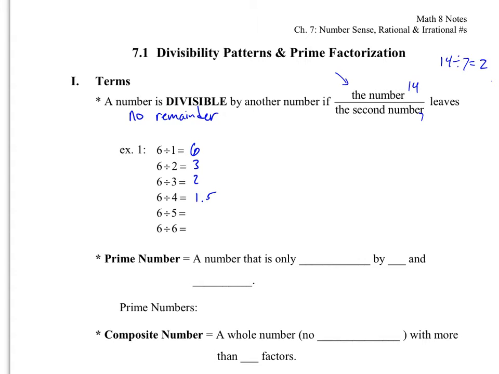6 divided by 5? 1.2. 6 divided by 6? 1. So the only 2 that aren't divisible are 6 divided by 4 and 6 divided by 5. Yes, we can divide them, but we get a decimal answer, so we don't call them divisible.